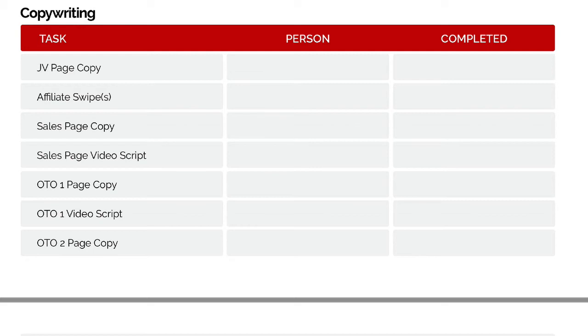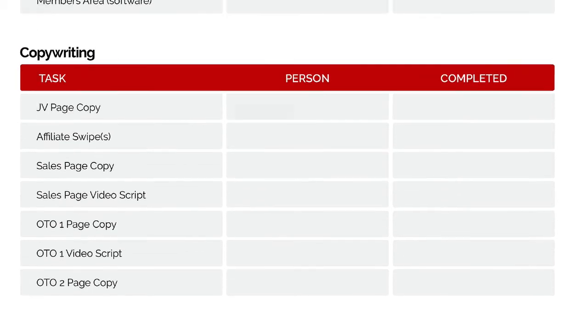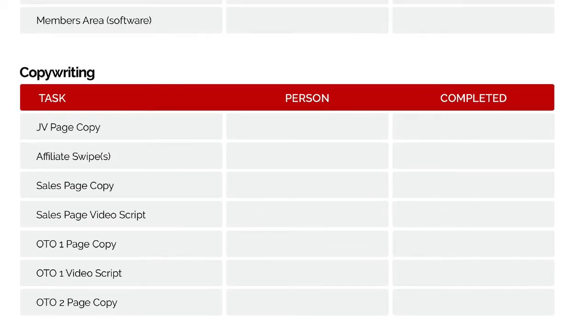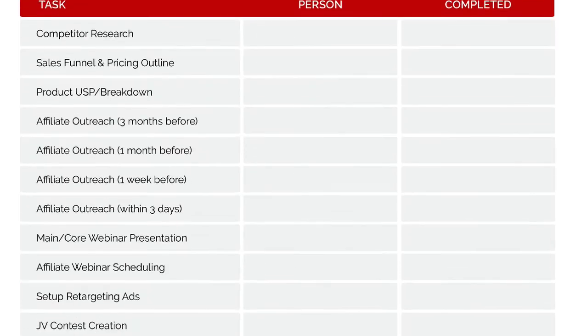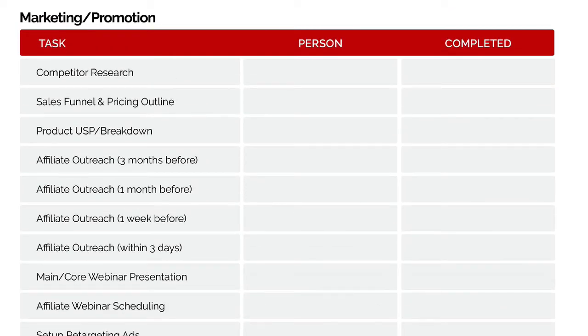So again, all these things, you may not use all of them, but it's important to at least check them off and be like, okay, we are going to do this, we're not, and then know who's going to be the person that is going to handle it, and then check it off once it's complete, right? Then we get into the marketing and promotional stuff. So just basic stuff like competitor research, mapping out what's going to be your sales funnel, what's going to be your pricing strategy, what's going to be your unique selling proposition.